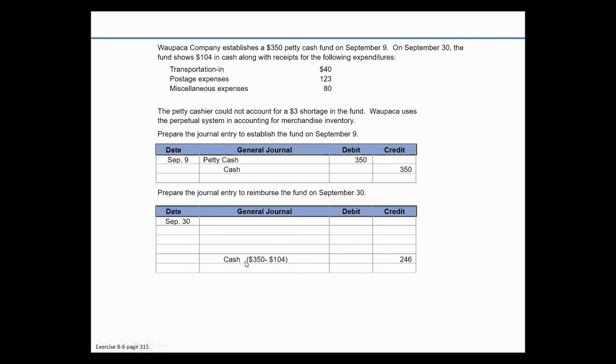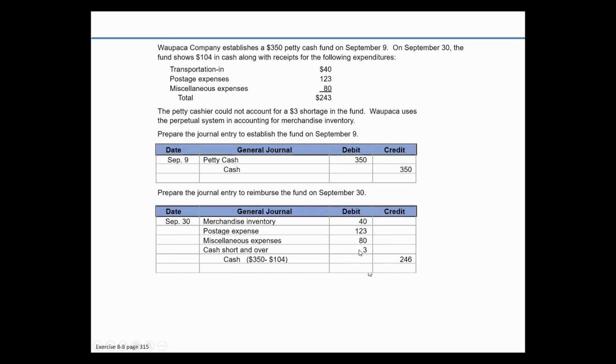So we know then that we will credit cash in the amount of $246, and that reimburses the expenses that we took out as well as the cash shortage that we had of $3. And then we just go ahead and we debit merchandise inventory for 40 because that was the transportation in for merchandise inventory. We'll debit our postage expense 123, our miscellaneous expense 80, and then our cash short and over, we will debit that for $3 because we're short $3.